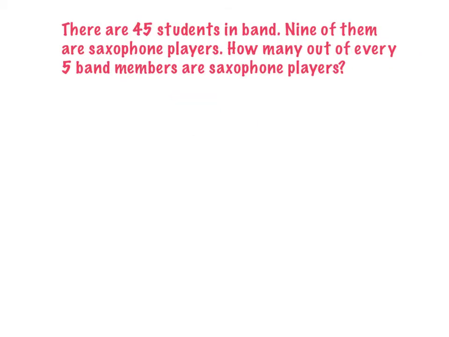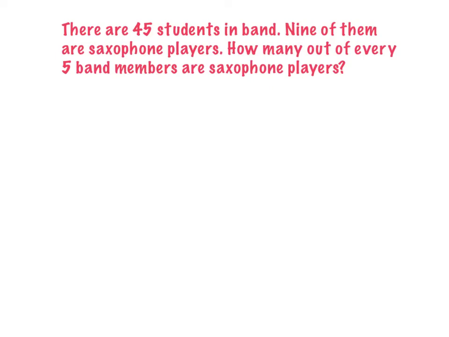Okay, I'm going to walk you through one last problem, and then I'm going to let you try on your own. So in this problem, it's a little bit different than what we've been doing before. While I read the problem, see if you can figure out what's different about it. There are 45 students in band. 9 of them are saxophone players. How many out of every 5 band members are saxophone players? So do you see what's a little bit different about this one? In this problem, we know the part and we know the whole, but we don't know the ratio.